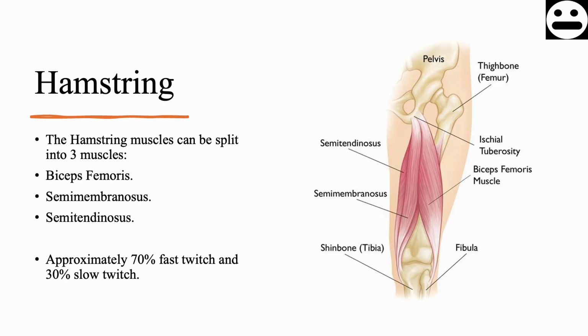Next we have the hamstring. The hamstring muscles can be split into three muscles. You have the biceps femoris, semimembranosus, and semitendinosus. Again, I butchered them again. And approximately they are 70% fast twitch and 30% slow twitch.